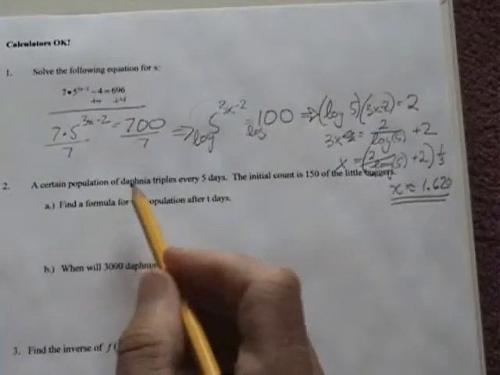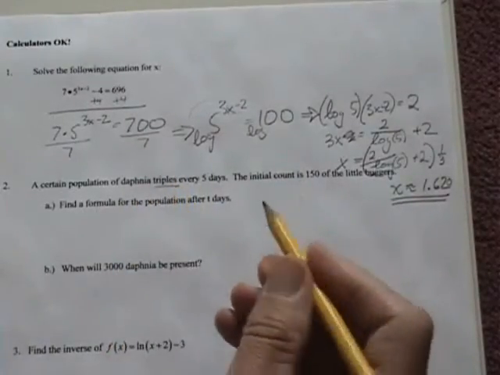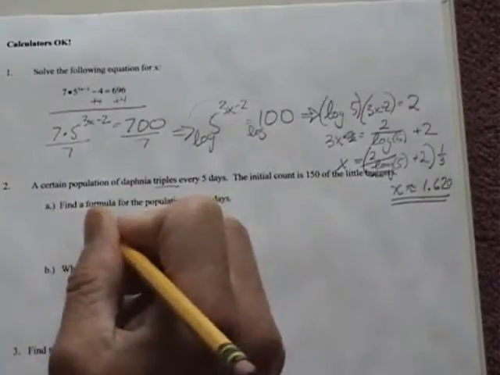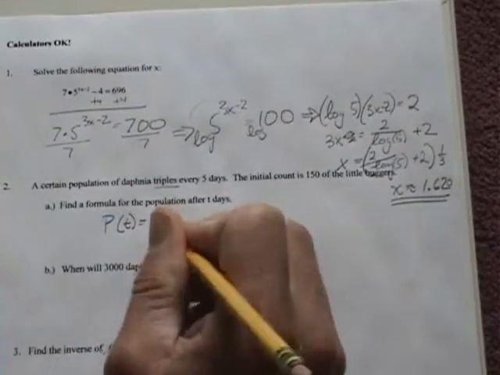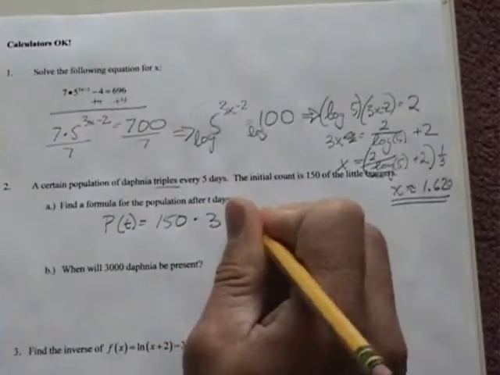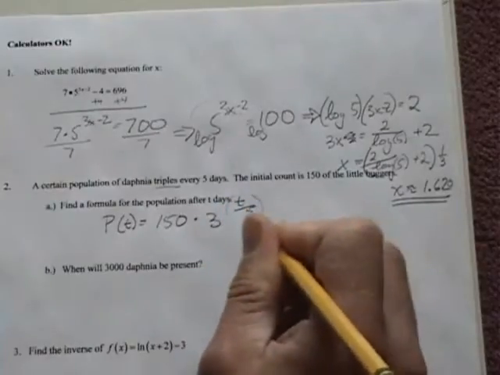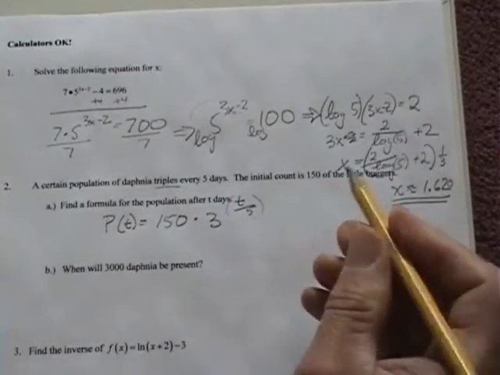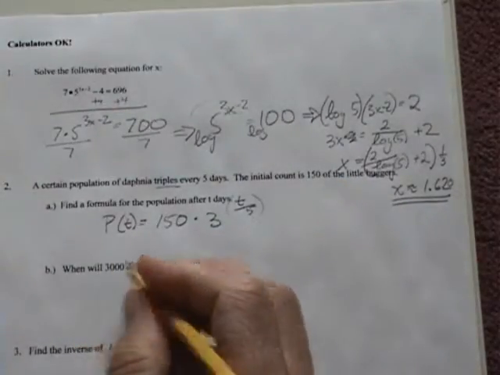Next one is you've got this population of these little Daphnia critters, and they're tripling, not doubling, every 5 days. So you can write a simple equation: the population after t days is given by the initial starting amount, 150, times 3 to the t over 5. This is our way of accounting for that tripling period or doubling period or half-life, whatever it is. That's our equation.